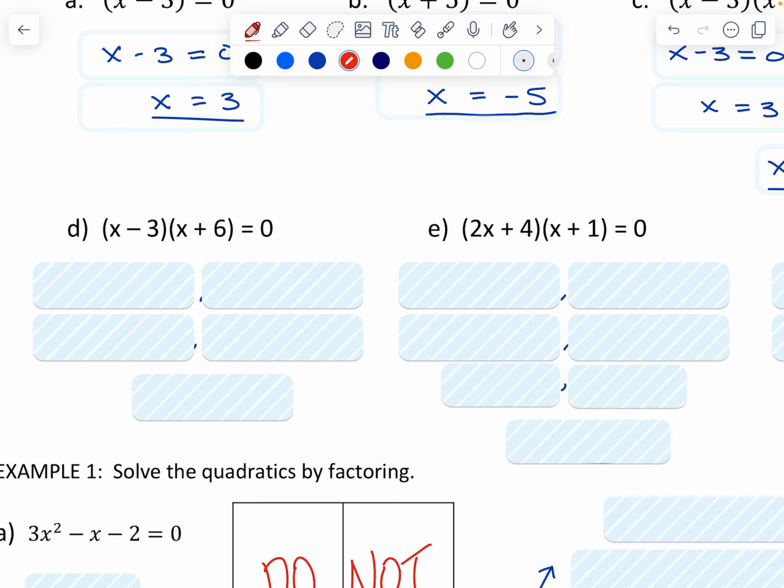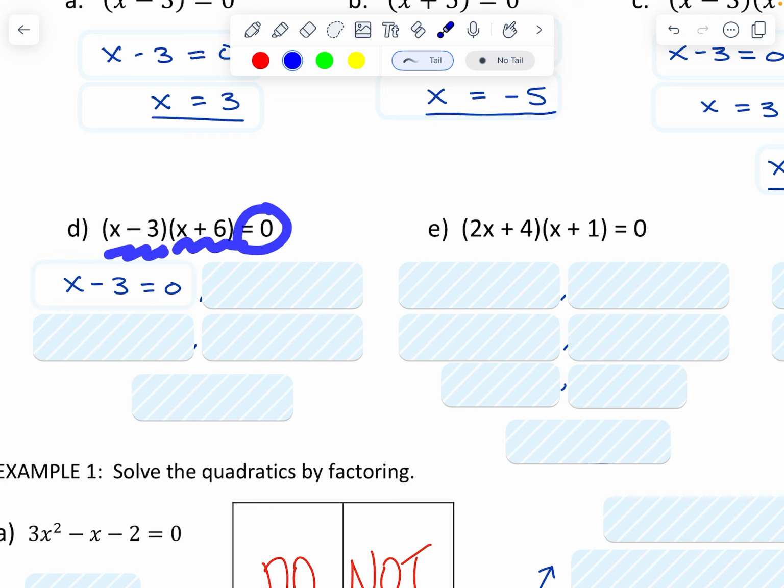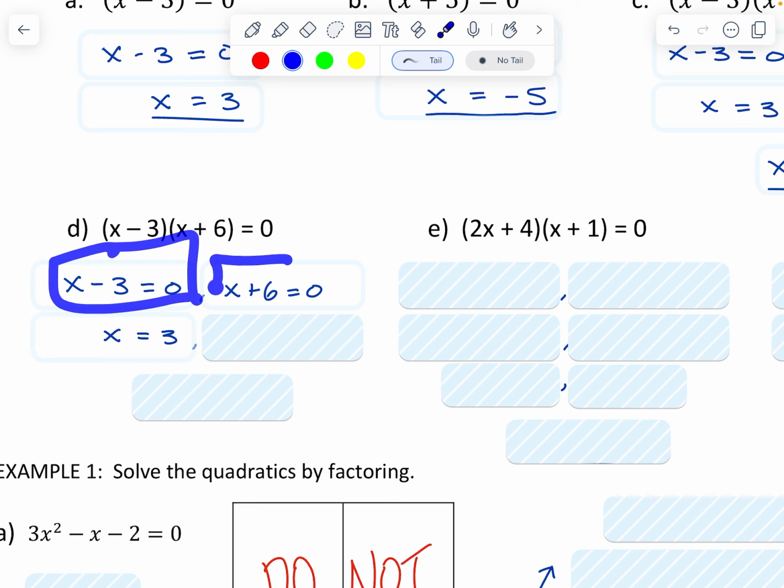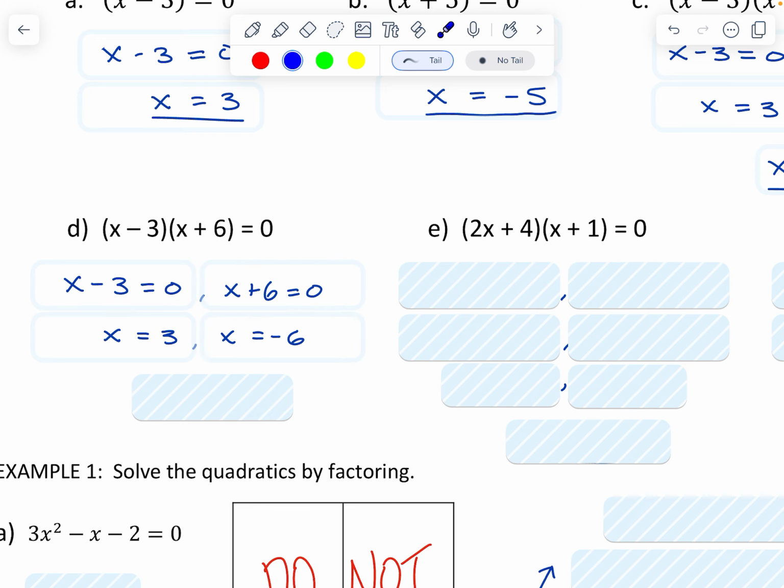Hopefully you paused it. I'm going to take x minus 3, set it equal to 0. x plus 6, and set that equal to 0. And then I'm just going to solve for x. Two different solutions. Here I'm going to add 3 to both sides. Here I'm going to subtract 6 from both sides. And I get 3, comma, negative 6.